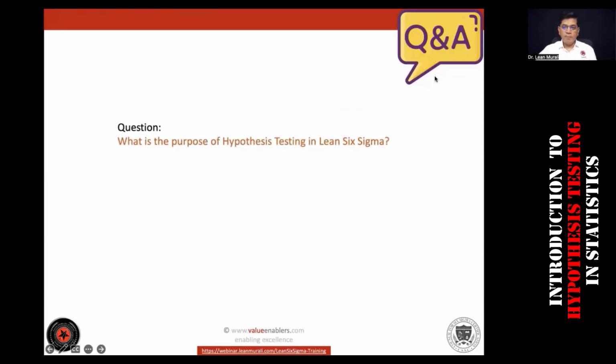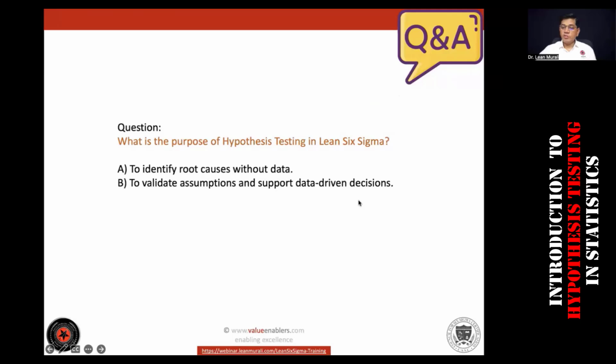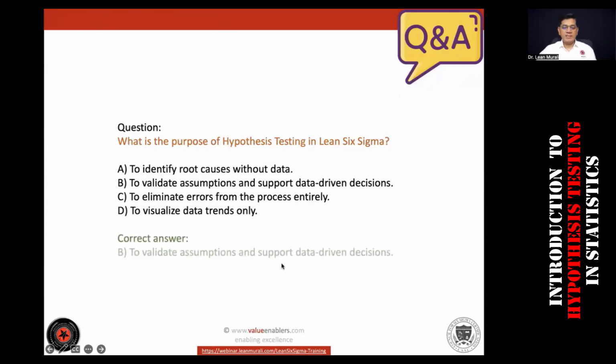Now, Q&A session, a question. What is the purpose of hypothesis testing in Lean Six Sigma? To identify root causes without data, to validate assumptions and support data-driven decisions, to eliminate errors from the process entirely, to visualize data trends only. From whatever I've explained, what would be the right answer? Excellent. So to validate assumptions and support data-driven decisions.